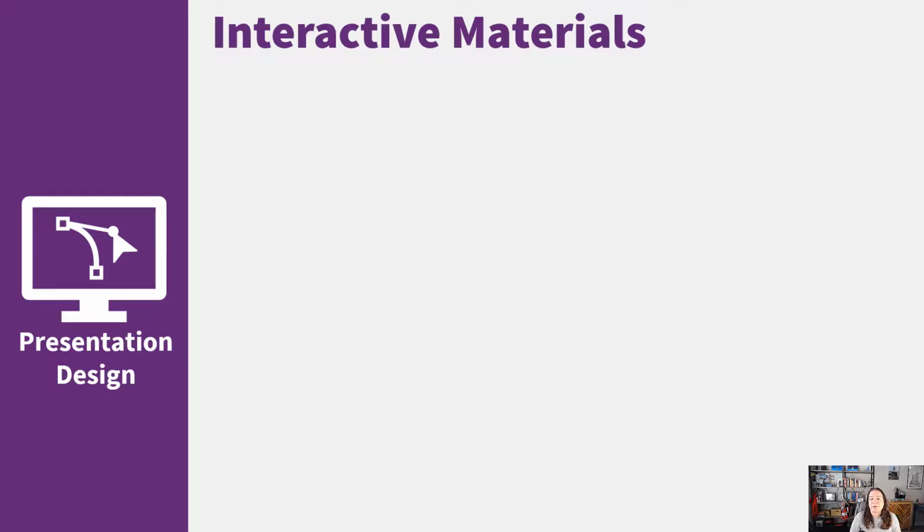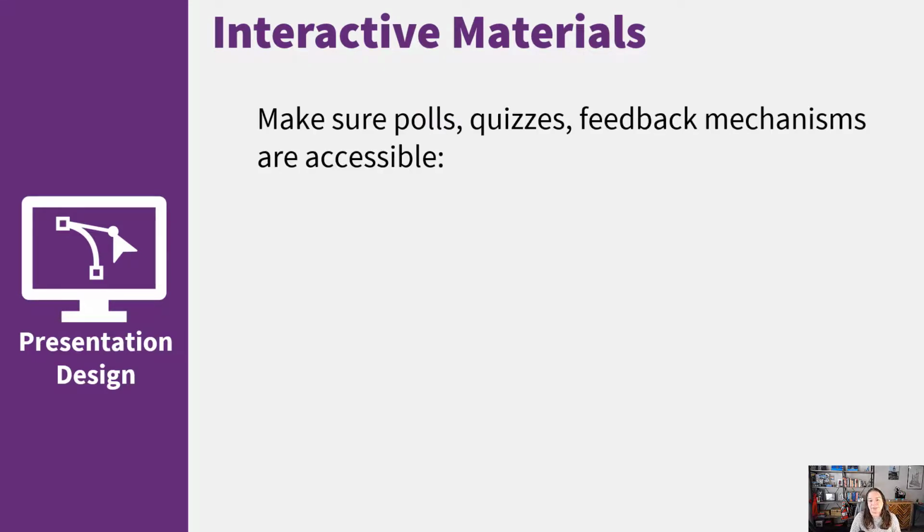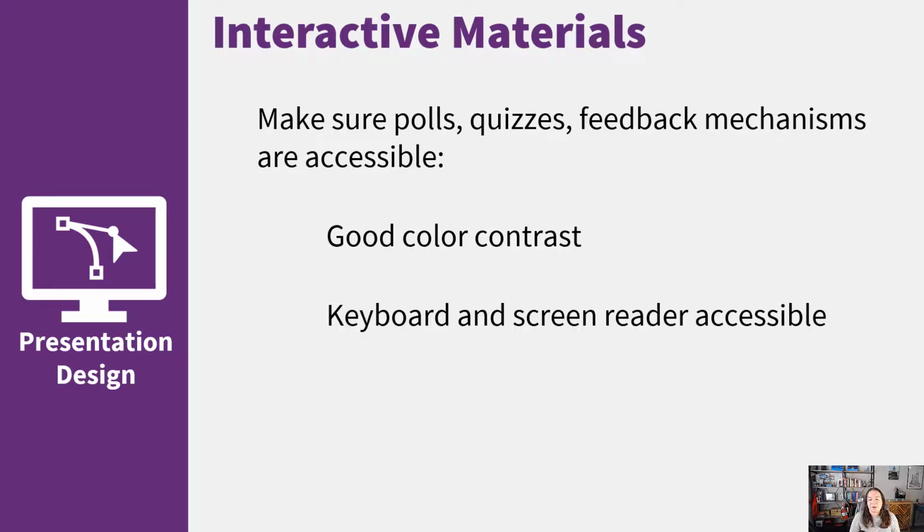We also need to talk about interactive materials, especially in this age of lots of remote presentations. It's unfortunate that I don't get to see you and be standing up in front of you. But one way that I can increase the interactivity is to add polls or quizzes or a chat, any kind of feedback mechanism. But when you add those feedback mechanisms, you need to make sure that they are accessible. That means that they have good color contrast, they're easy to read. It also means that they are keyboard and screen reader accessible.